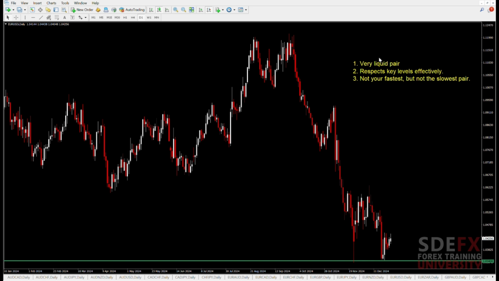It's a very liquid pair, all right, which means that you can literally open up a trade and almost fall right into profit right away because the spread is very, very tight. In some cases hovering around one pip. It respects key levels effectively. All right, I like that. You guys are big on levels, and then also it's not your fastest, but it's also not the slowest pair. It's not your snail pair like your Euro Swiss, but it's definitely not your GBP NZD, anything like that. So I think it's a great balance.